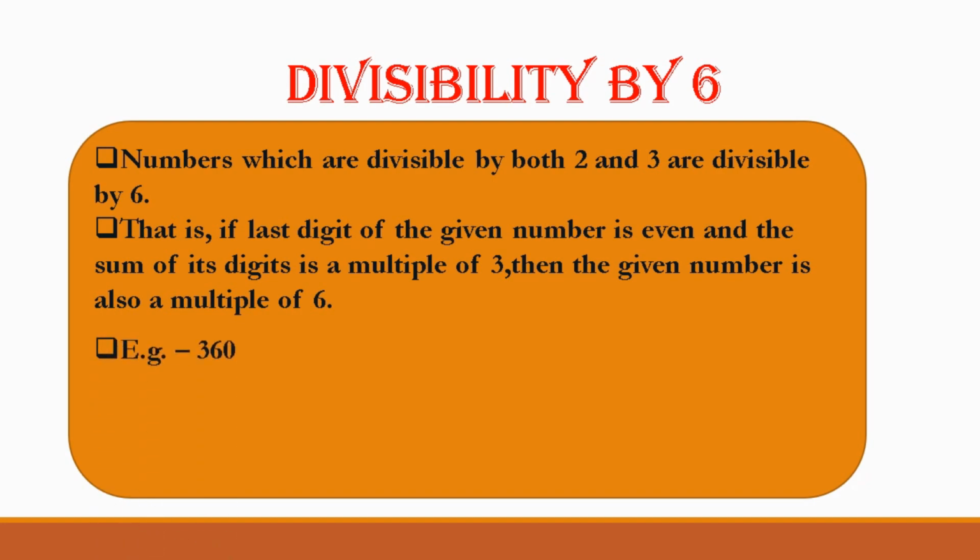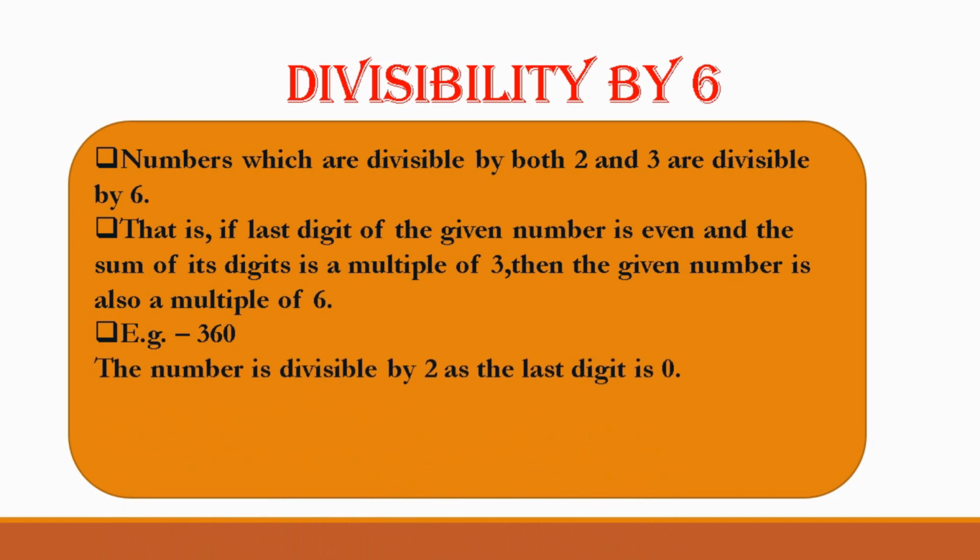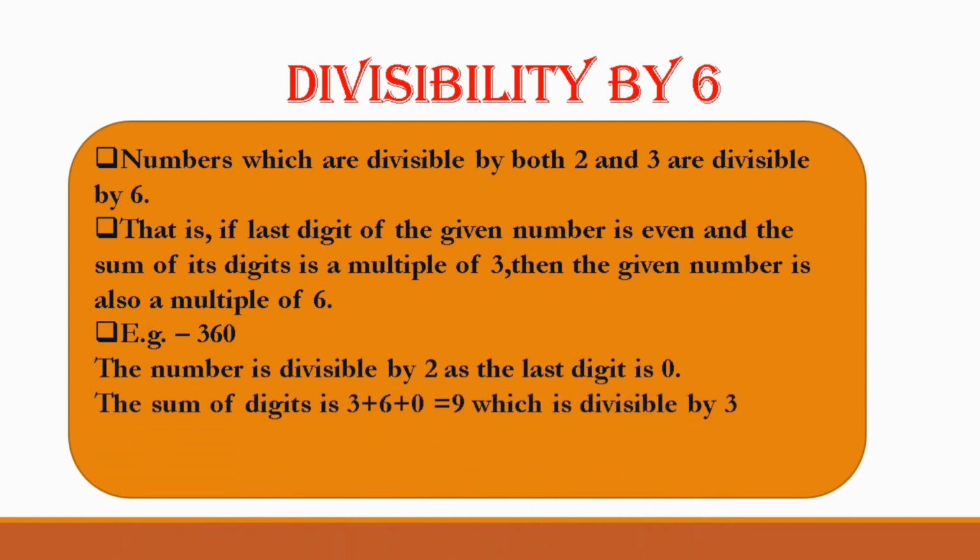Let us consider the number 360. The number is divisible by 2 as the last digit is 0. The sum of digits is 3 plus 6 plus 0 equals 9, which is divisible by 3. Hence, 360 is divisible by 6.